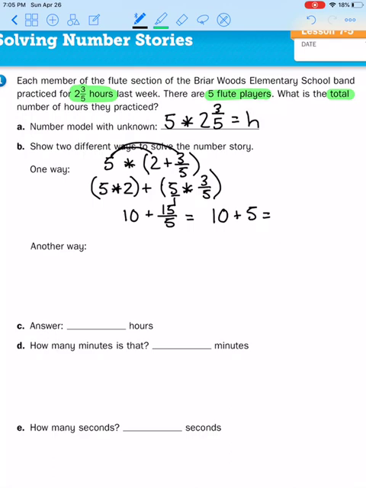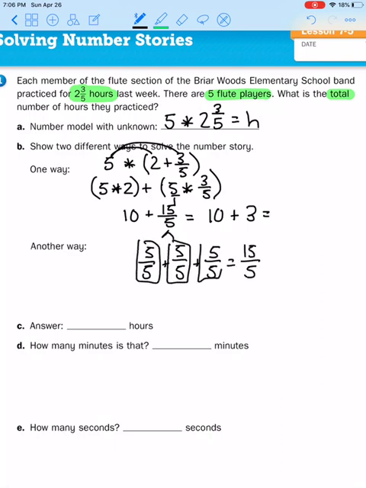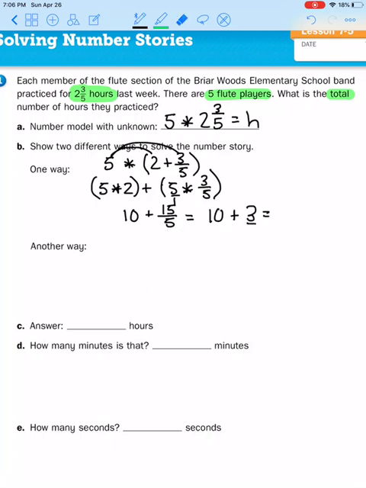I'm sorry, not 5, 10 plus 3. Because remember, this is 5/5 plus 5/5 plus 5/5. That's the same as saying 15/5. And I know that there's 1, 2, 3 wholes. So that's where I'm getting that 3 from. And your answer is 13 hours.